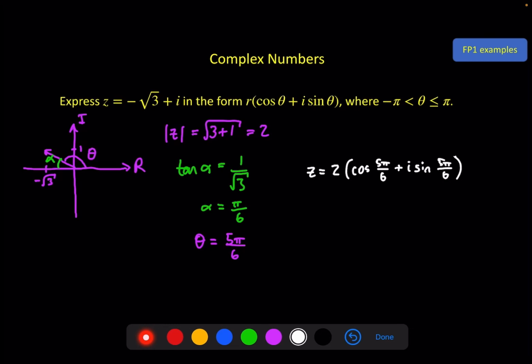Now I realise that might seem a much more complicated way to write the complex number, but at the same time I'm sure you can see why this might be helpful as we start to combine complex numbers and trigonometry together.